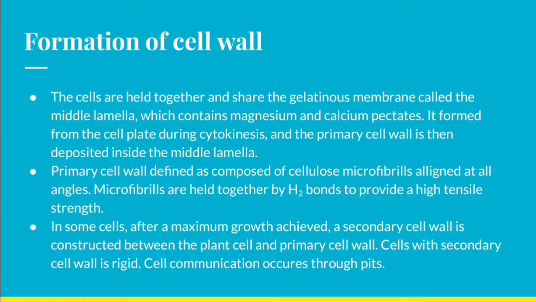The primary cell wall is composed of cellulose microfibrils aligned at all angles. Microfibrils are held together by hydrogen bonds to provide a high tensile strength. In some cells, after maximum growth is achieved, a secondary cell wall is constructed between the plasma membrane and the primary cell wall.